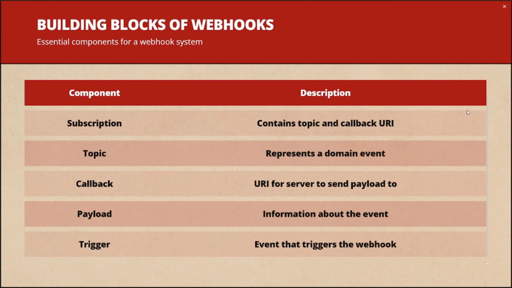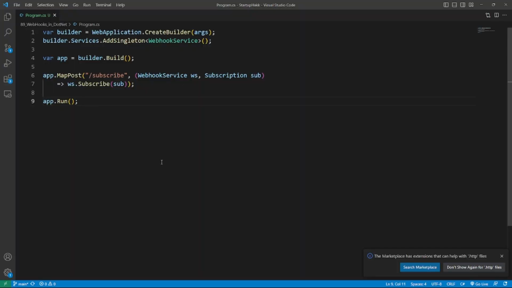So what is the trigger? This is what triggers the webhook. Domain-wise, it is an event on a certain topic. Technically, it can be anything from a simple in-process method call to an event handler that consumes a message from another part of the system. Okay, now let's start with implementing a webhook server.